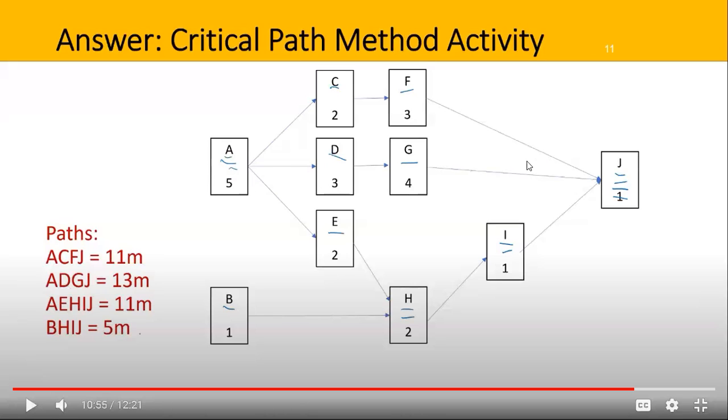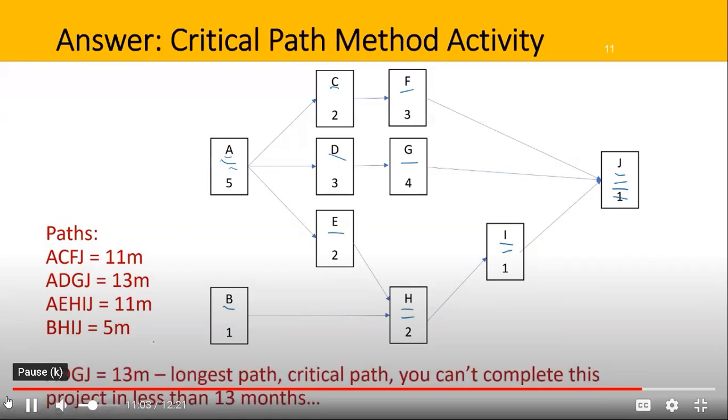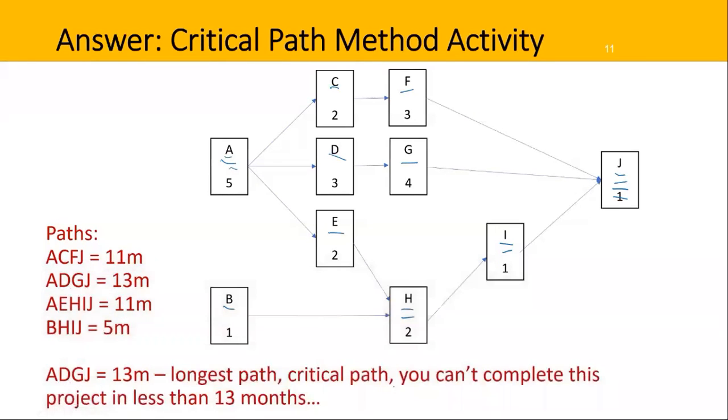So this is the critical path. This is the longest path. Well, hopefully you figured that out. It's 13 months. It's the longest path. So ADGJ at 13 months is the longest path. It's also the critical path, and you can't complete this project in less than 13 months.